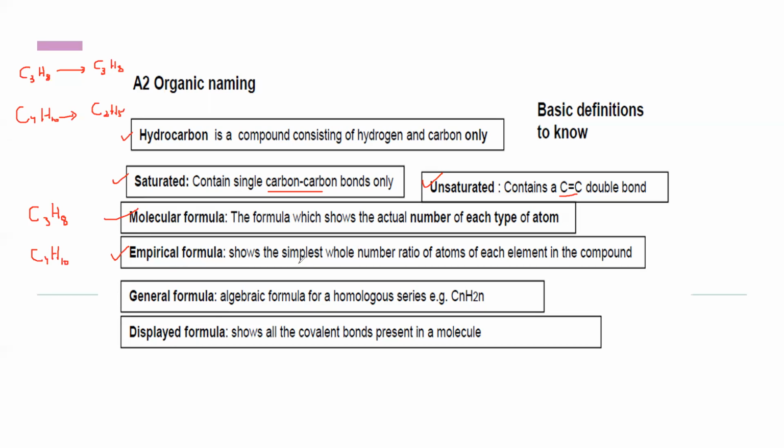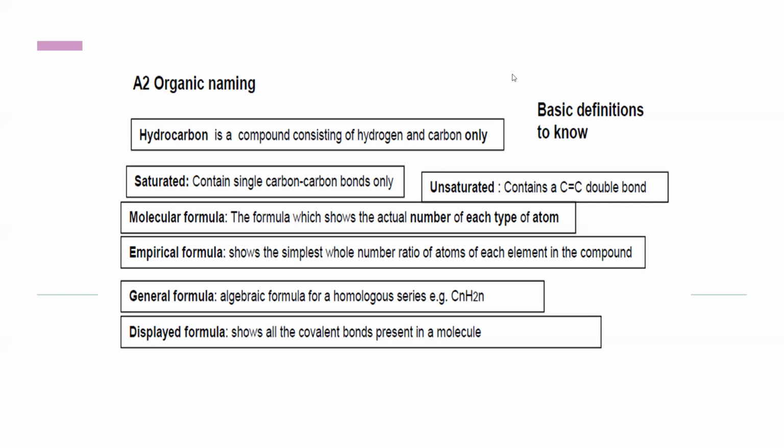General formula, the formula which can be used to find any member of the series, that refers to a general formula. As we already discussed, for alkanes, the general formula is CnH2n+2. For alkenes, it is CnH2n. So different series we have. For alcohols, it is CnH2n+1OH.